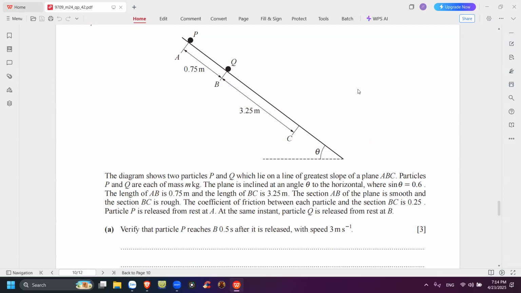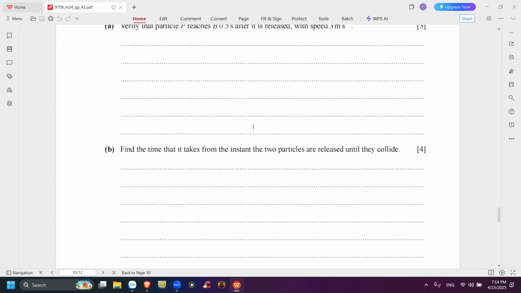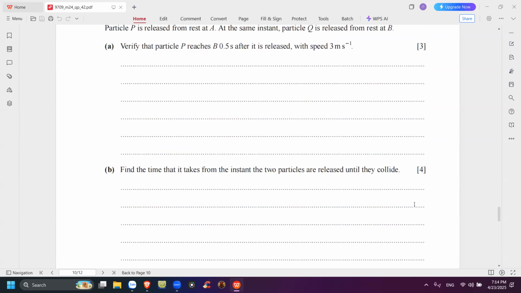So, 0.5 second after release. Cái câu này thực sự là khó lắm nha. It's a hard one. Speed 3 meters per second. And then they say find the time it takes from the instant the two particles are released until they collide. Tìm thời gian nó tốn từ cái khoảng cách hai cái particle này được thả cho đến khi chúng mà va chạm nhau. Thời gian. Okay.